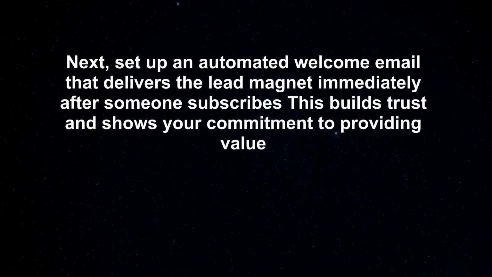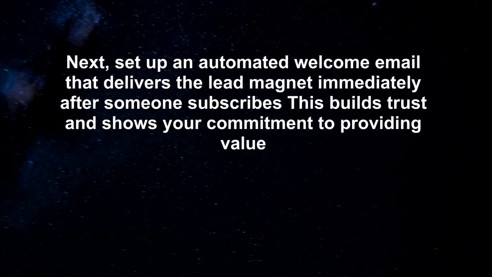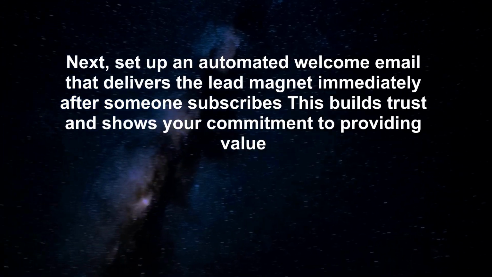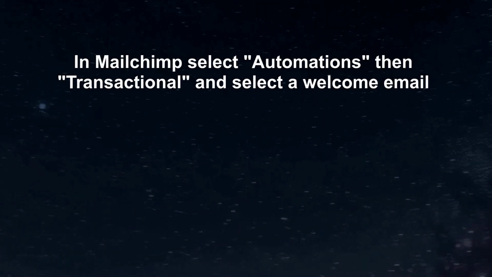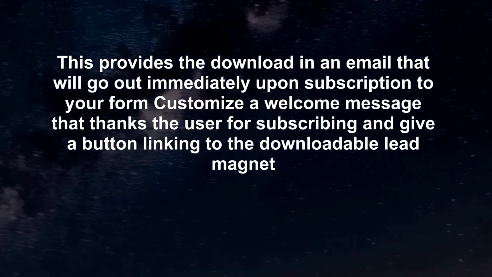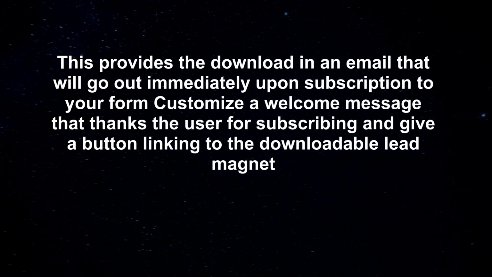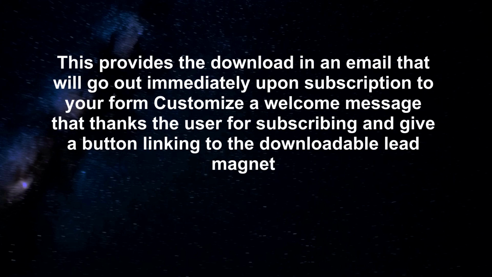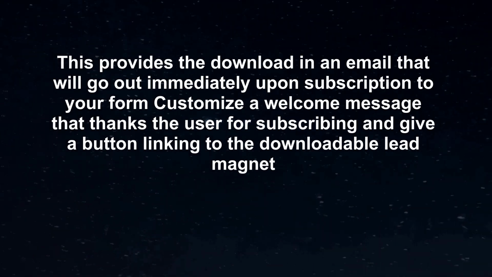Next, set up an automated welcome email that delivers the lead magnet immediately after someone subscribes. This builds trust and shows your commitment to providing value. In Mailchimp, select Automations, then Transactional, and select a welcome email. This provides the download in an email that will go out immediately upon subscription to your form. Customize a welcome message that thanks the user for subscribing and give a button linking to the downloadable lead magnet.